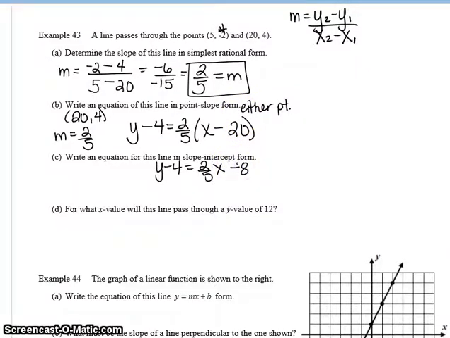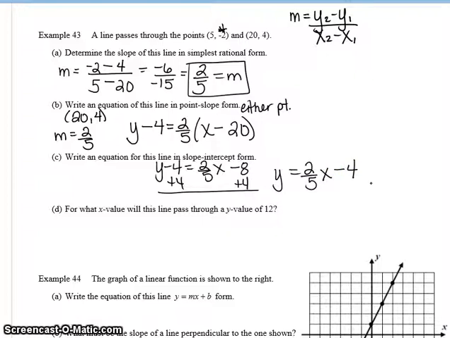Okay? If you don't trust that, just use your calculator. You're handing that out. Okay? And then I just have to add the 4 to both sides. And that results in y equals 2/5 x minus 4. So there's my slope-intercept form.